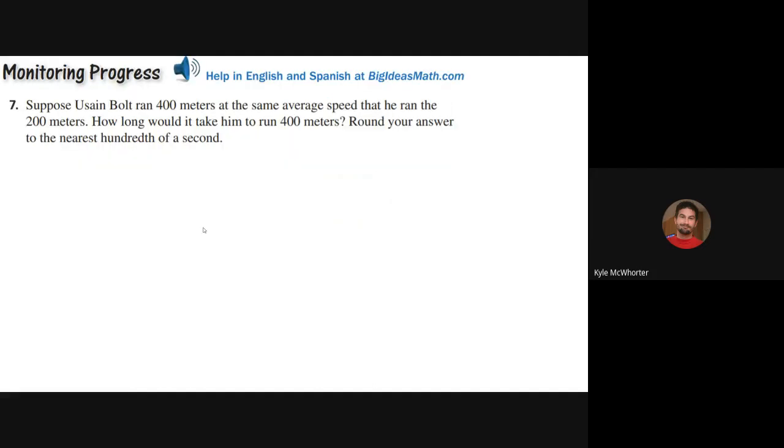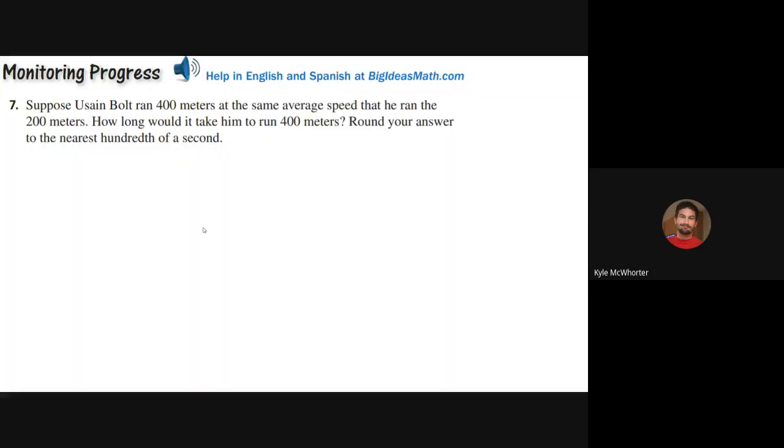And then let's see. Oh, yeah, we'll not do that one. You want to do this one? This is the last one. Suppose that he ran the 400 meters at the same average speed, okay? So that means that his speed is 10.35 meters per second. That's the one we just got. How long would it take him to run 400 meters?